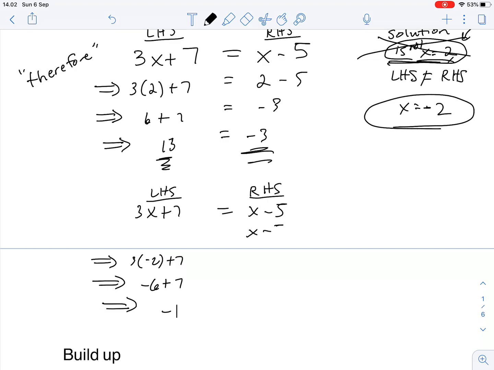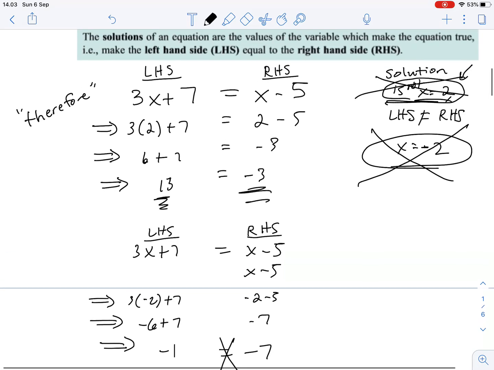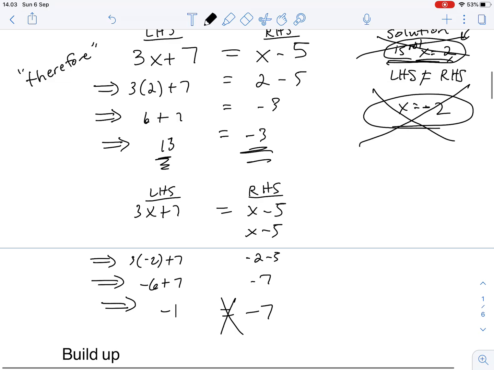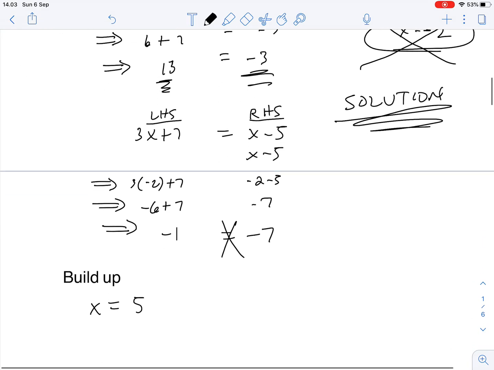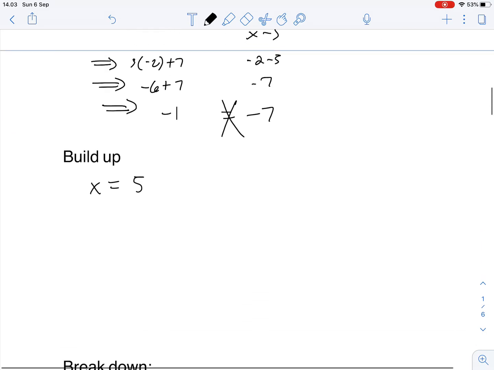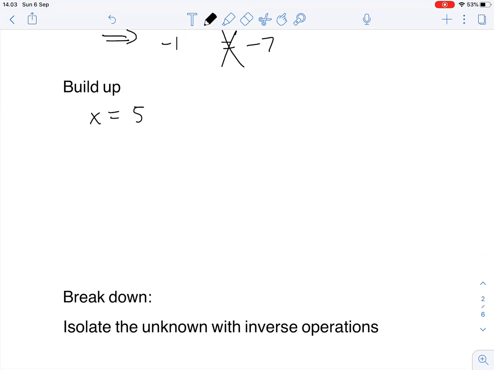And so let's see if this works. X minus 5. So I plug in negative 2 minus 5. Negative 2 minus 5 is a negative 7. Do negative 7 and negative 1 equal each other? No. You can see here that it becomes quite difficult to just try and guess different solutions to this equation. That's why there is a method to find the solution instead of guess and check. All right, and here's how we're going to find this way of solving for our solutions.